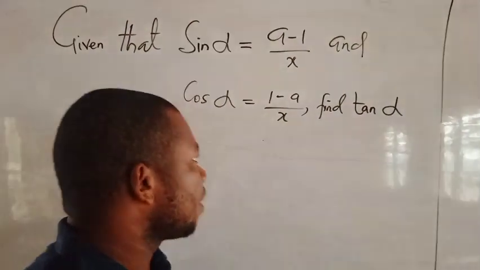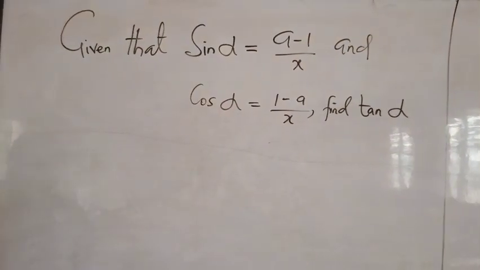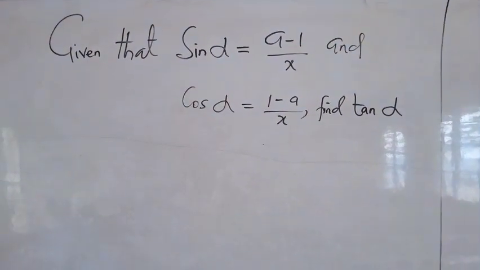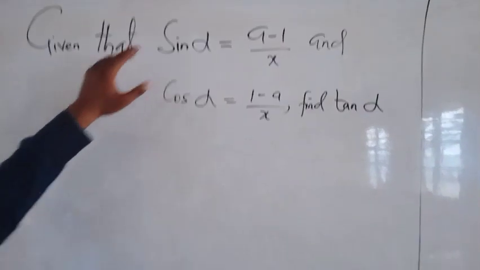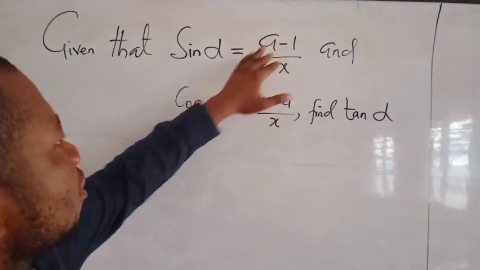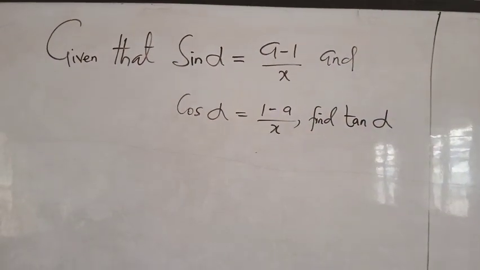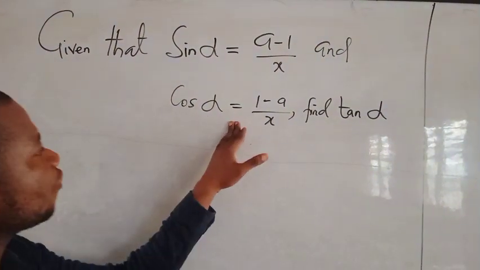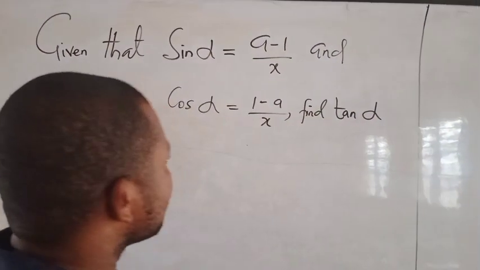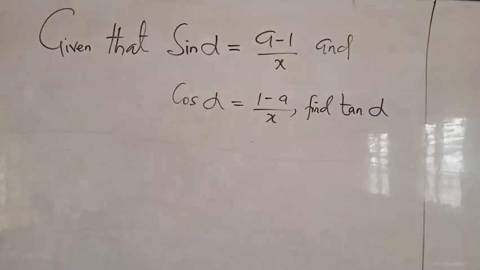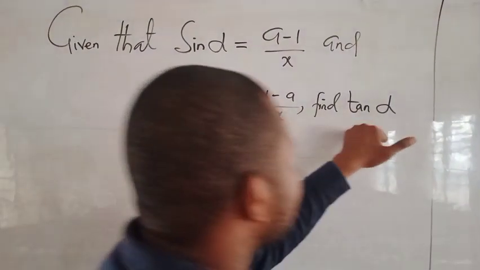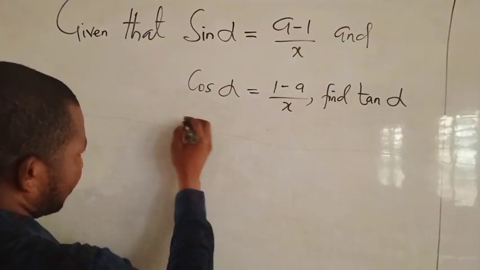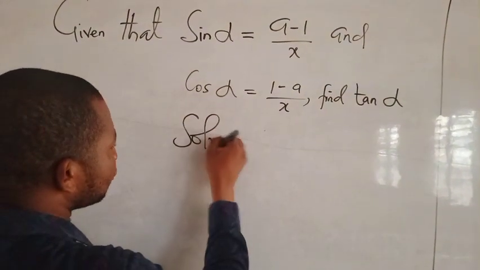Okay, yeah, thank you. So what we have here is an exam-based question on trigonometry. It's given that sine alpha is equal to (a minus 1) all divided by x, and cos alpha is equal to (1 minus a) over x. Then the question says find tan alpha. Very simple to deal with. Solution.